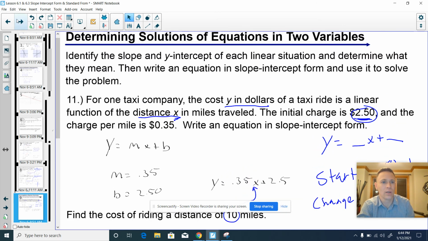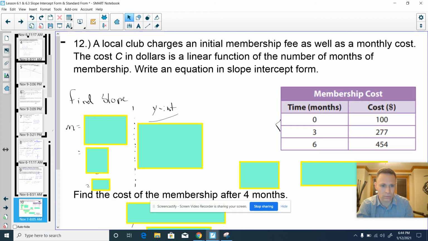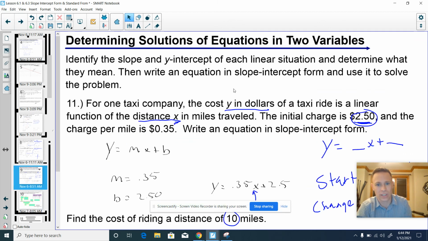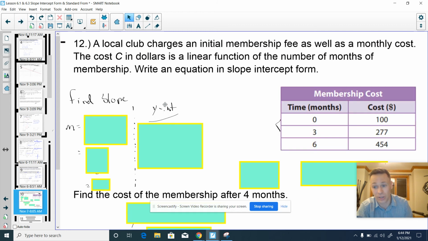All right. So let's move on to the next one here. A local club charges an initial membership fee as well as a monthly cost. The cost, C in dollars, is a linear function of the number of months of membership. Write an equation in slope-intercept form. But this one is different, right? We're not like the last one. We were given some pretty detailed information. We were given a start, we were given a change, and we were able to write an equation pretty quickly.